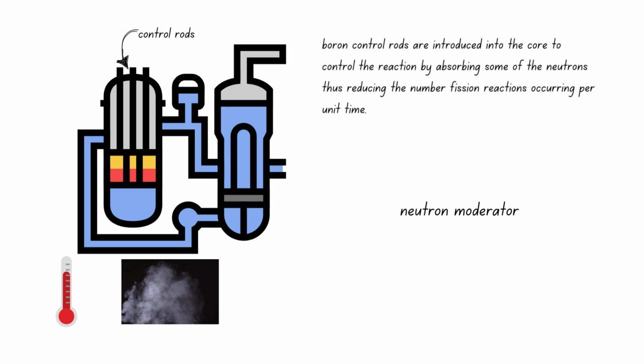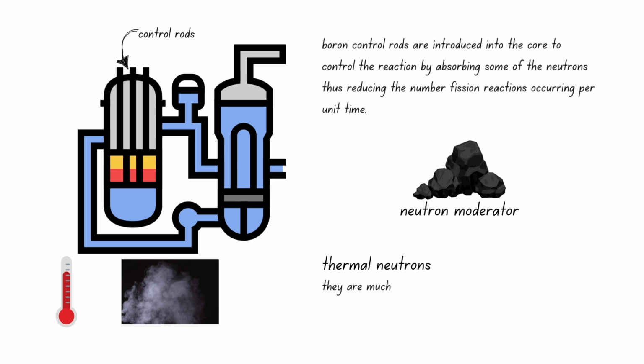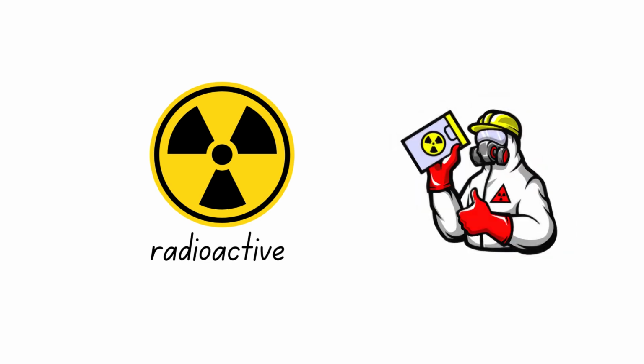A neutron moderator such as graphite is used to slow down fast neutrons into slower ones called thermal neutrons. Thermal neutrons are desirable because they are much more likely to cause nuclear fission, thus propagating the reaction. Lastly, the byproducts of nuclear fission are radioactive and thus have to be disposed of with proper care. That's it for how nuclear fission works.